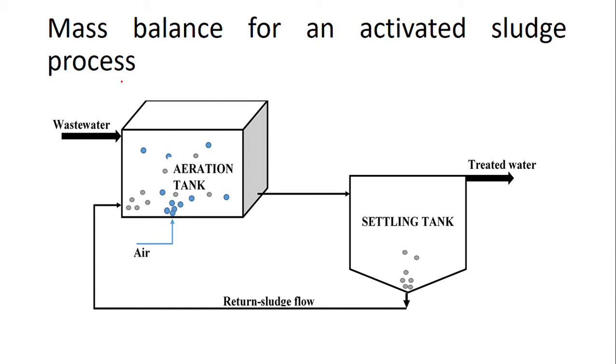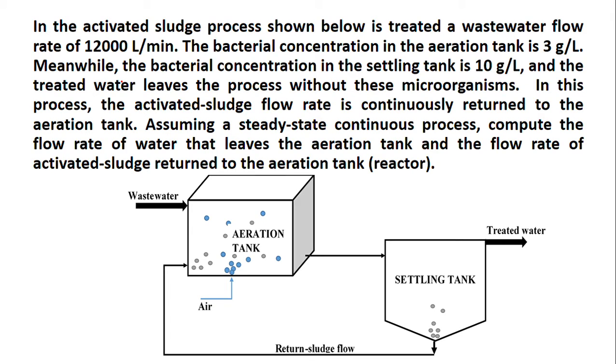Welcome! In this video, you will see the mass balance for an activated sludge process. In the activated sludge process shown below, a wastewater flow rate of 12,000 liters per minute is treated.